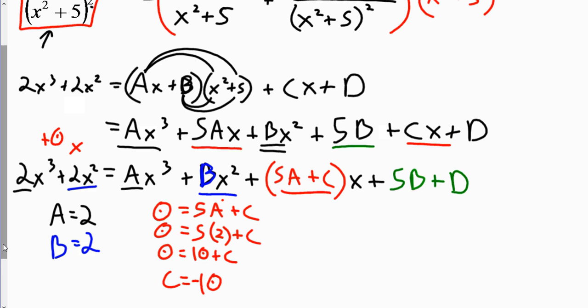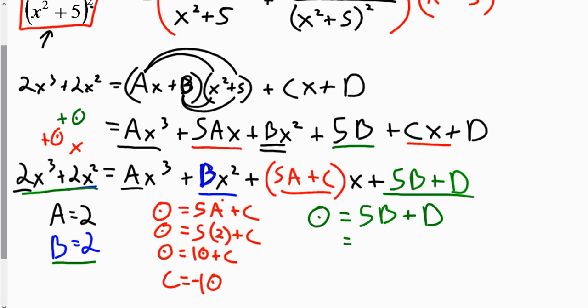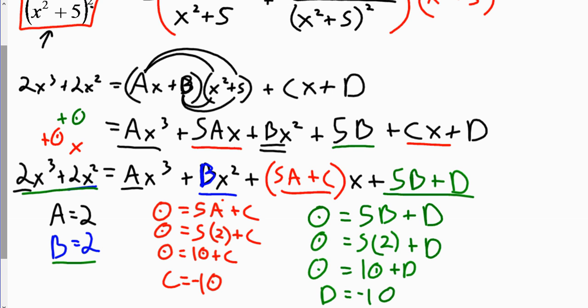All right. My last piece is my constant term. Well, I don't have any constant terms over on this side, so it's like adding a plus 0 there. So I see that 0 must be equal to 5b plus d. Well, I know what b is, so I can do 5 times 2 plus d is equal to 0. And just like before, I get 0 is equal to 10 plus d. So therefore, d is equal to negative 10.